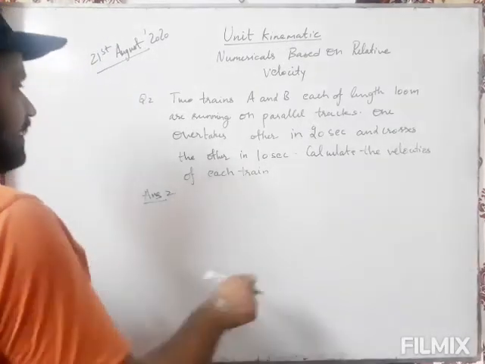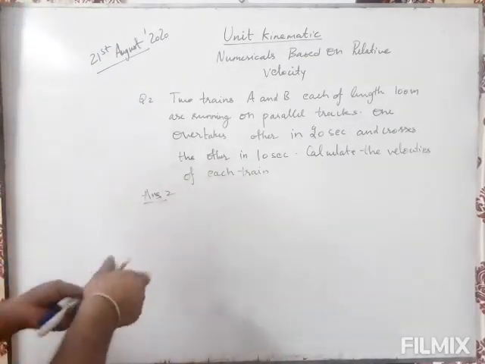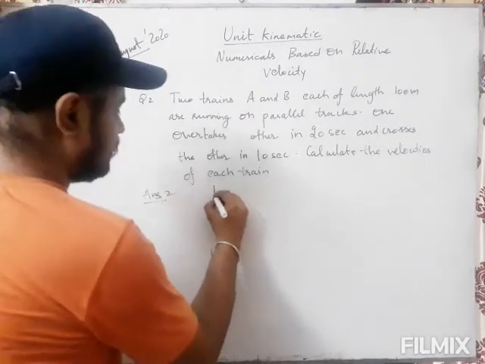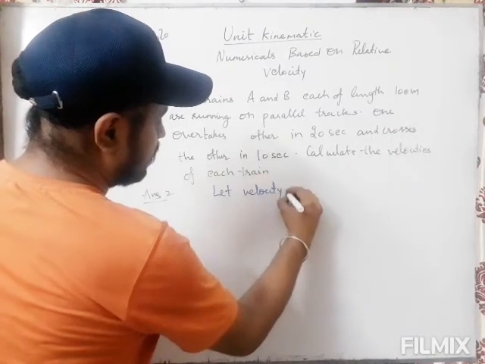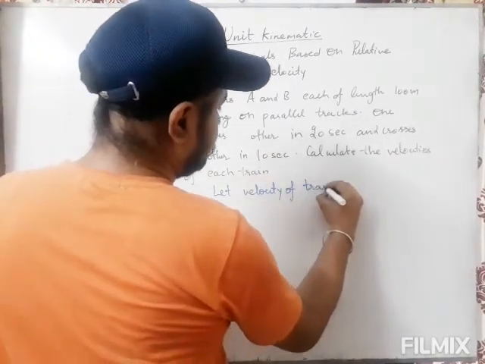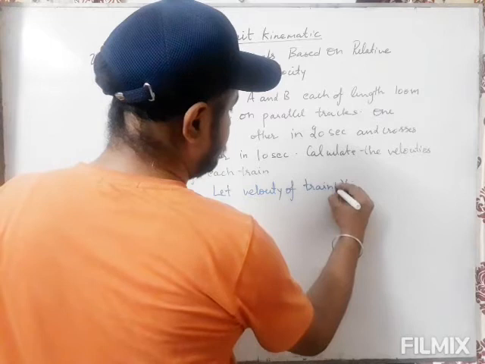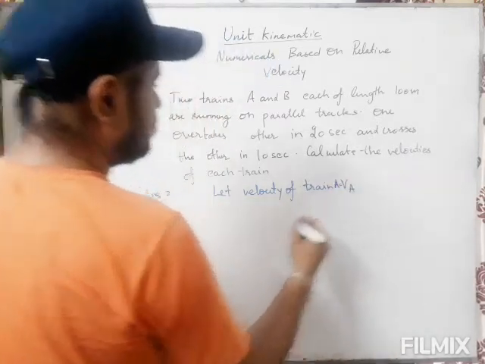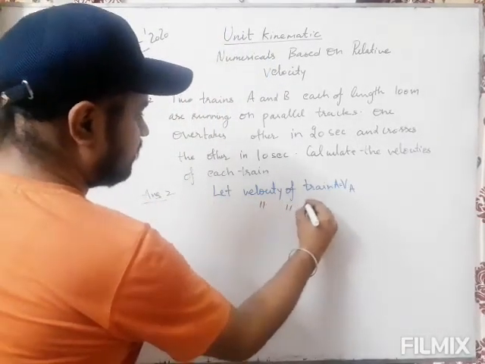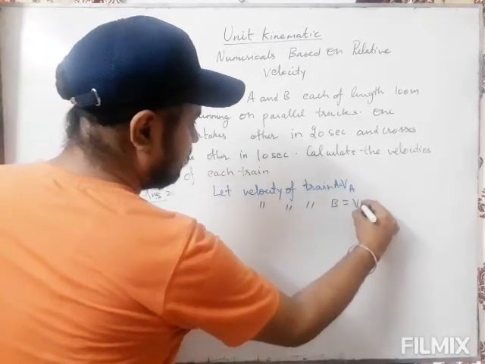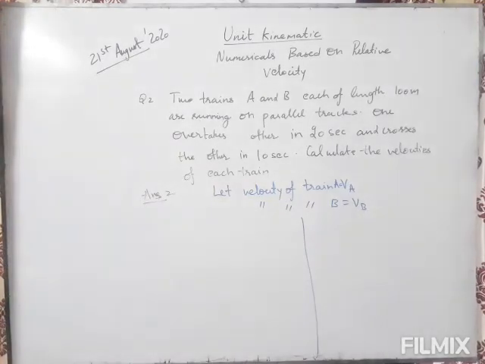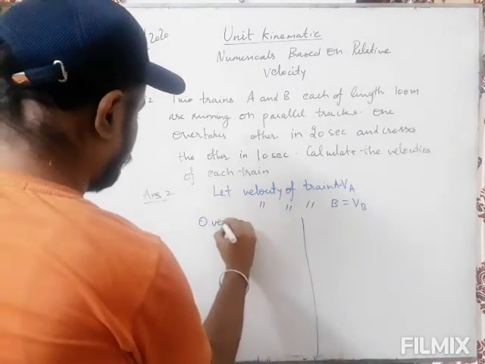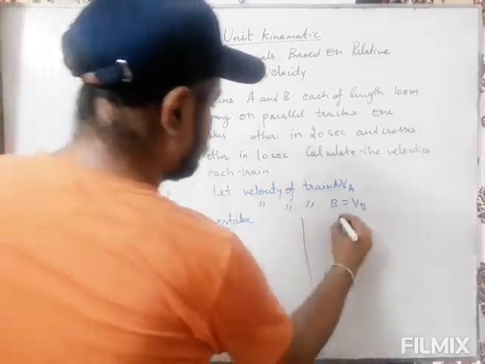We will let, let velocity of train A be VA and velocity of train B be VB. Now firstly I will be explaining you the concept of overtaking and crossing. Overtake, cross.